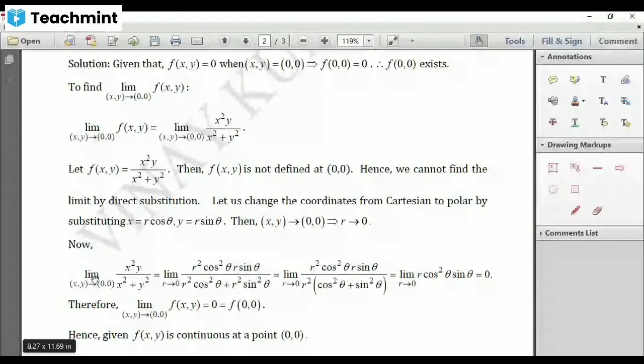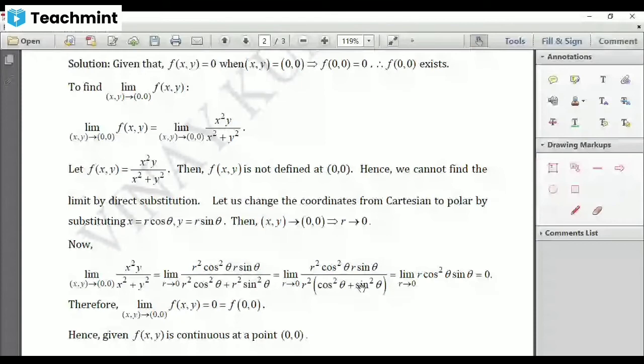Limit of this is equal to limit as r tends to 0. What is your x? r cos theta. Therefore, you'll get x square means r square cos square theta into y, r sin theta, whole divided by x square, r square cos square theta, plus y square, r square sin square theta. Take the common factor. What is the common factor? r square is common. So remaining is cos square theta plus sin square theta. r square gets cancelled. Cos square theta plus sin square theta is 1.